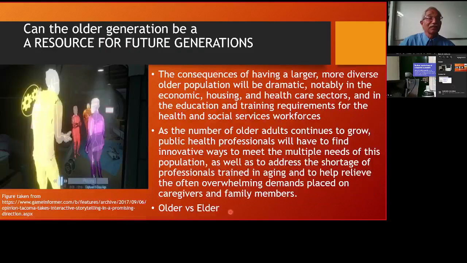And so, can the older generation be a resource for future generations? This is a big thing, because I must have told that joke that a white man asked the Native American, what do you talk about the elder? So they said that the white man gets older and useless. In Native Americans, our men become older and very useful to the society, because they carry the banners of the culture. They carry the banners of the traditions. And that's why the elder concept is there.